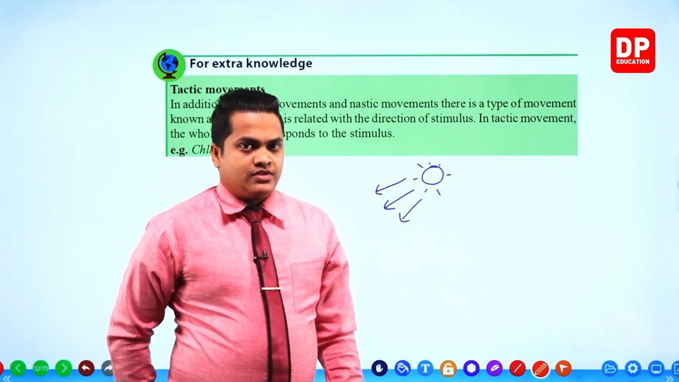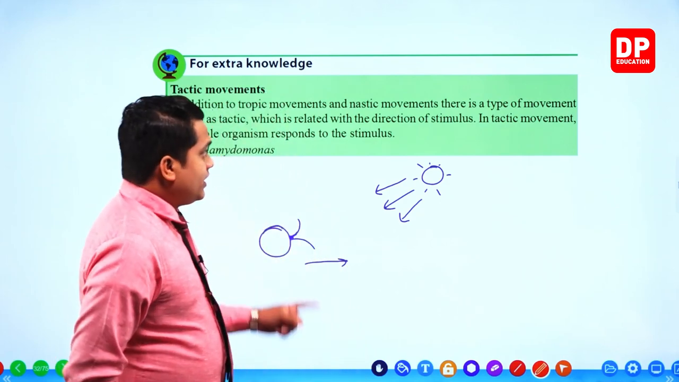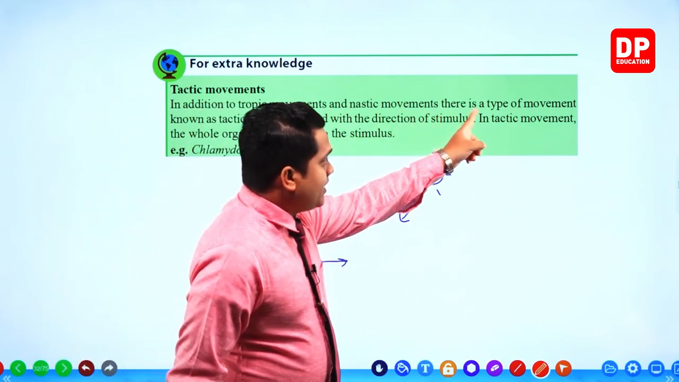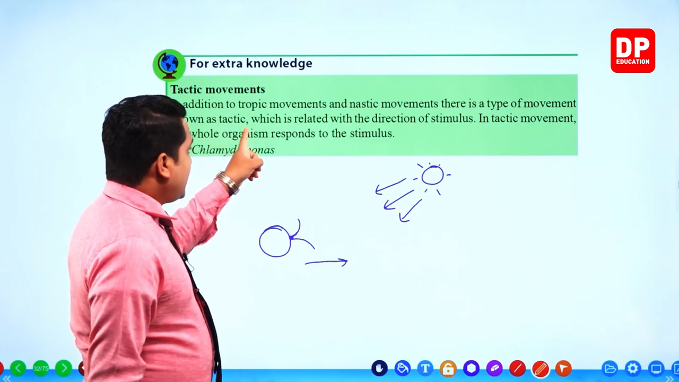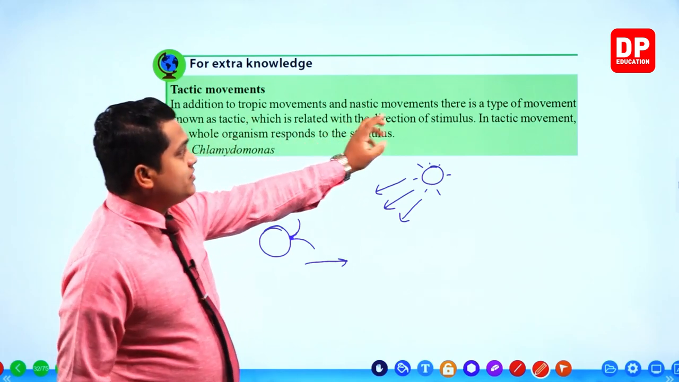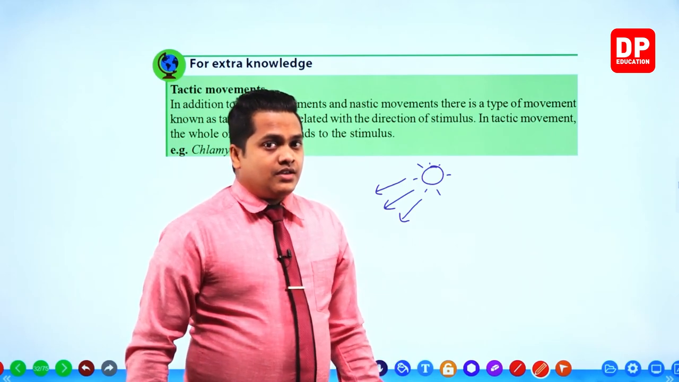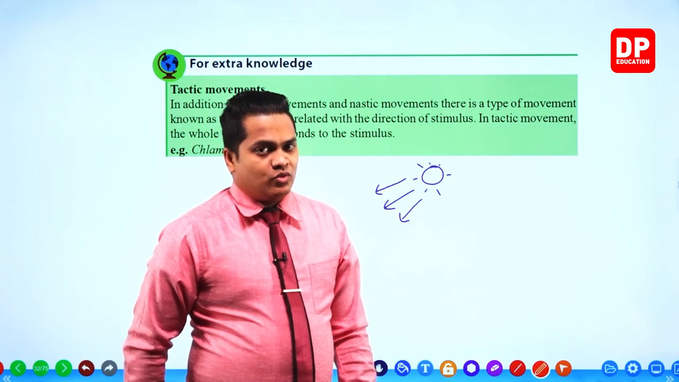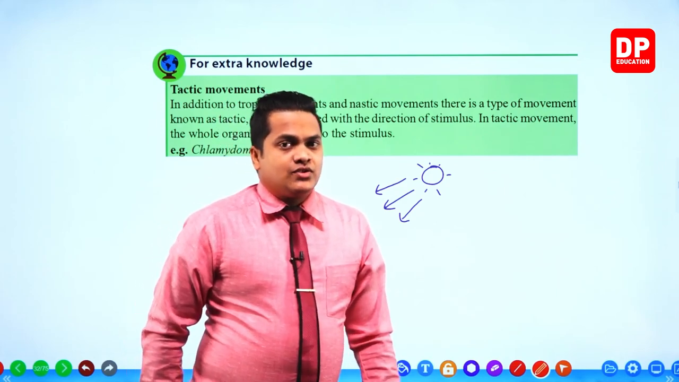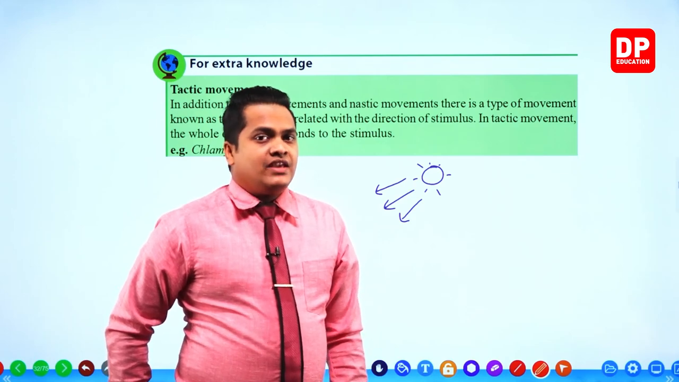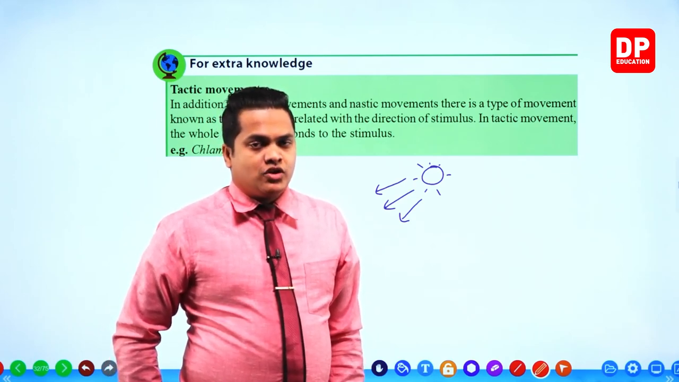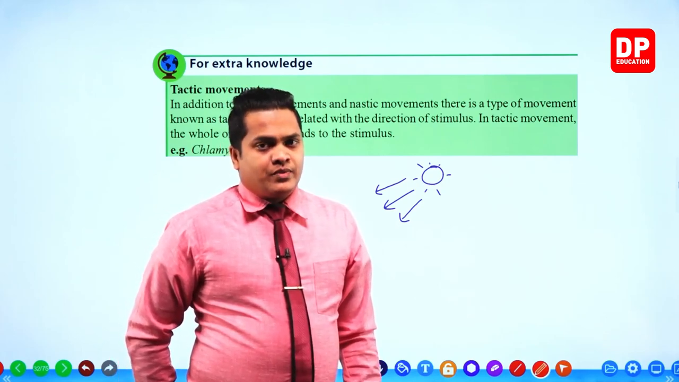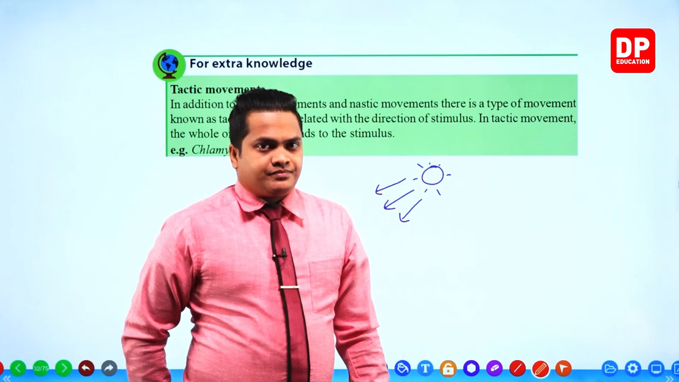Okay, tactic movements. Right, so here, my dear children, it is special that the type of movement known as tactic is related with the direction of the stimulus. Okay, these tactic movements. Right then, so these are the movements that we can observe within organisms, my dear children. We discussed several movements related to plants as well within this chapter.